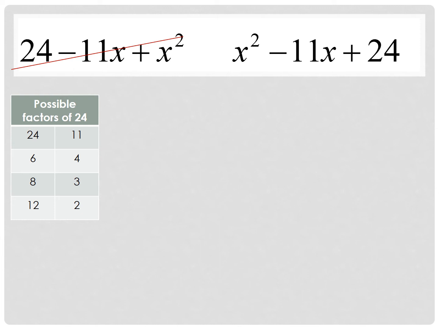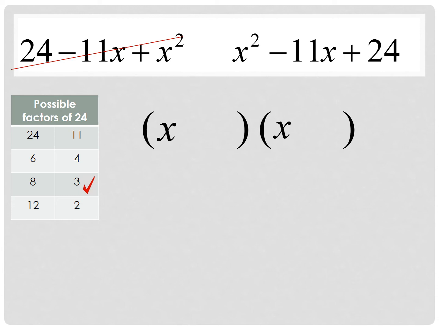The only possible factors of 24 are 24 and 1, 6 times 4, 8 times 3, or 12 times 2. That's a lot of factors, especially compared to our last example. However, we're only going to deal with factors that can also add or subtract to make negative 11. The only possible factors of 24 that can add or subtract to make a negative 11 would be 8 and 3. Therefore, I'll set up my binomial factors.